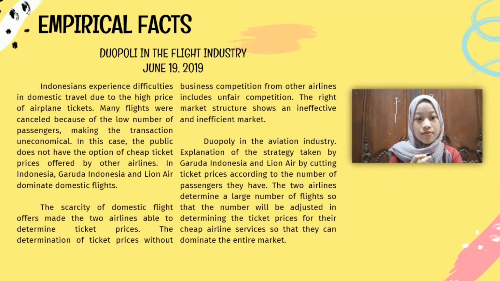Duopoly in the aviation industry. Explanation of the strategy taken by Garuda Indonesia and Lion Air by cutting ticket prices according to the number of passengers they have. The two airlines determine a large number of flights so that the number will be adjusted in determining the ticket price for their cheap airline service so that they can dominate the entire market.